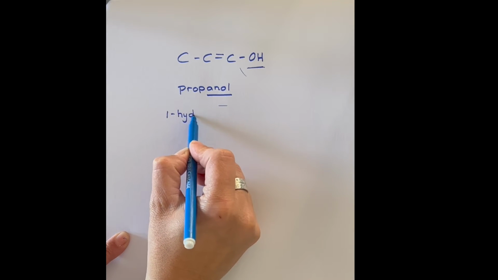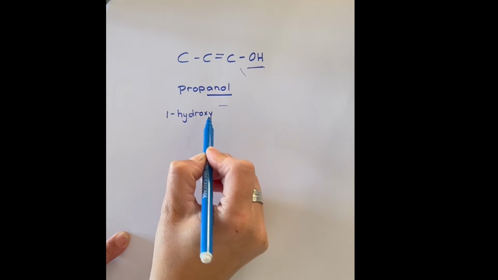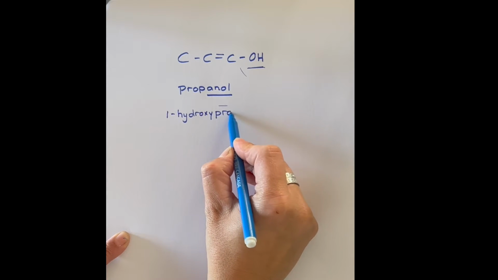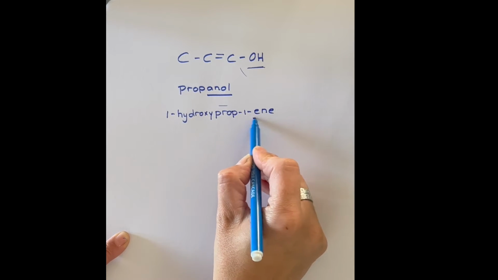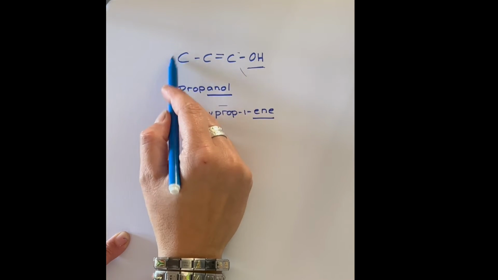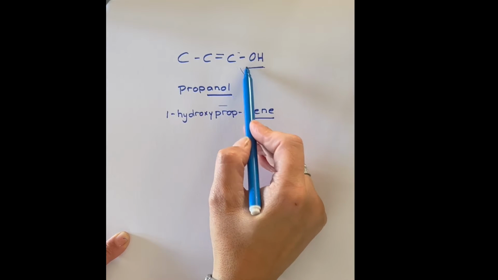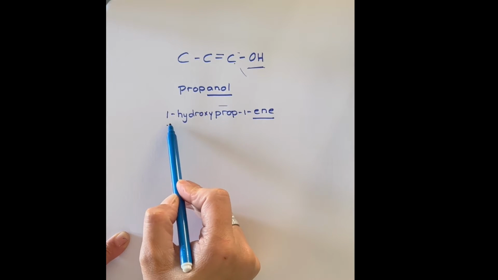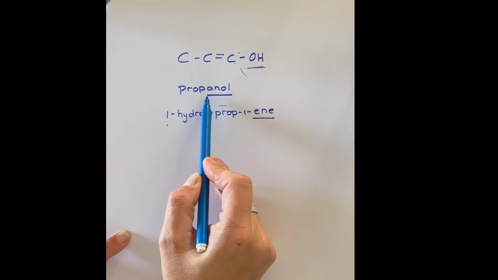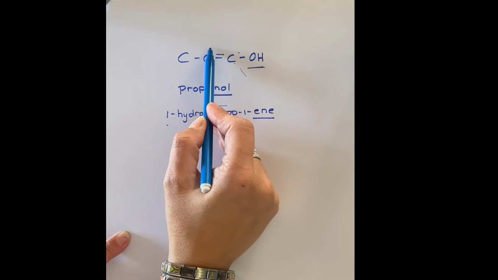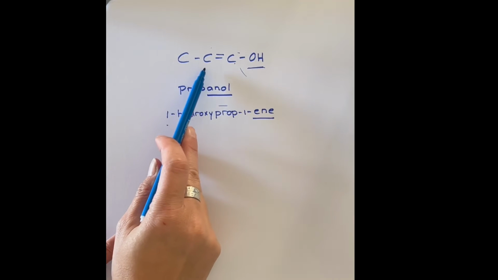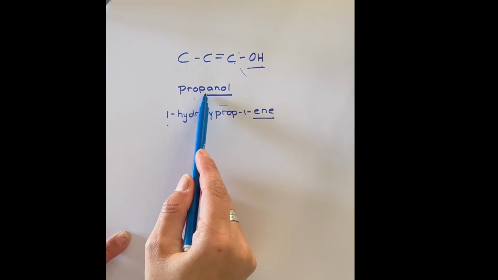1-hydroxyprop-1-ene. Okay, so the ene is the surname because that's the main group, alkene, and the OH is the add-on, and it's on carbon number 1. So for this one, we didn't put a number there because it is on carbon number 1, but if the OH was on this C, it would be propan-2-ol.